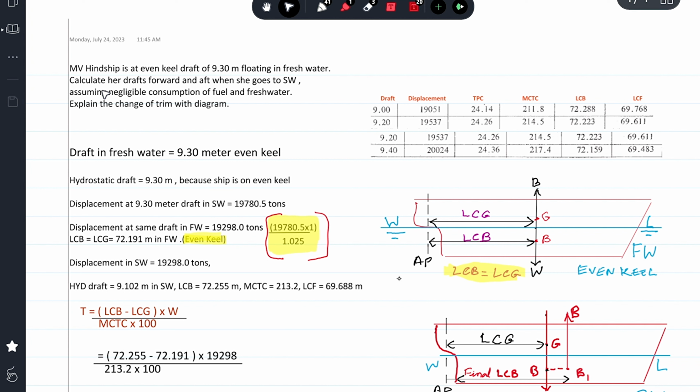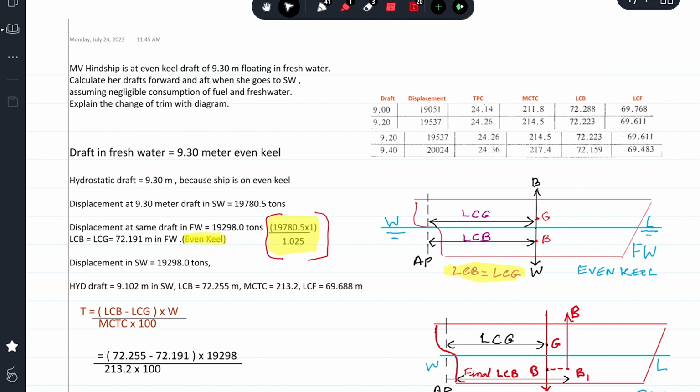It's on Ambition ship. Ambition ship is at even keel draft of 9.30 meter floating in fresh water. Calculate her draft forward and aft when she goes to salt water. Assume negligible consumption of fuel and fresh water. Explain the change of trim with diagram.